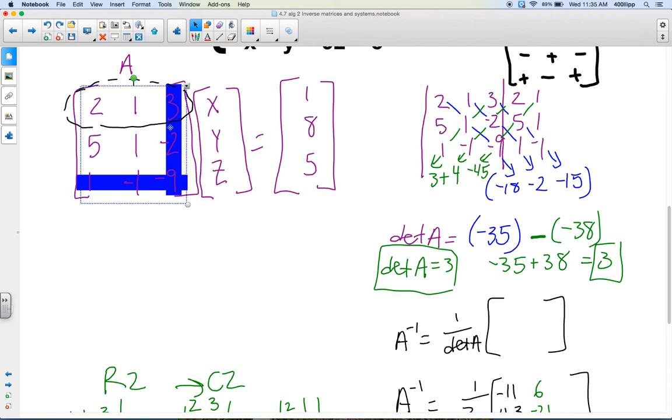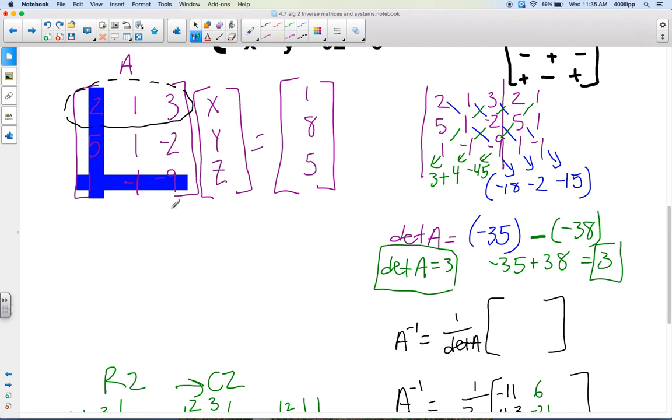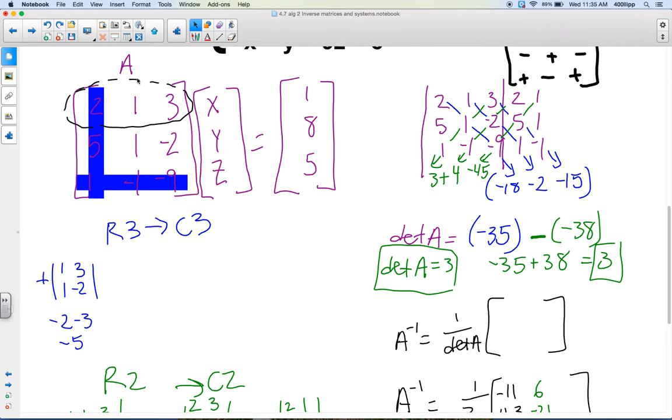So we're doing the last row now. So the last row is what always needs to be covered. So now we're doing row 3, which will become column 3. All right, looking at the signs, we have a plus, and then we look at what's left once it's covered. 1, 3, 1, -2. That will be a -2 minus a 3 will be a -5. Okay, continuing on, we cover up the row and the column that it's in.